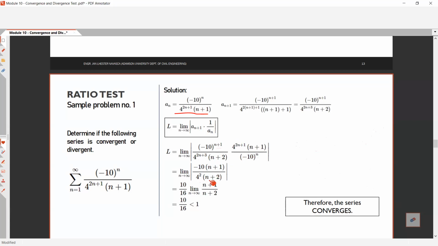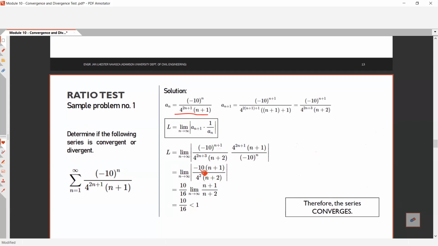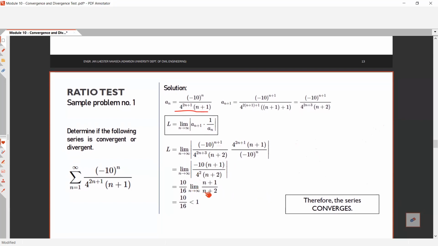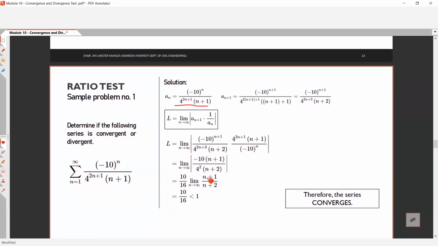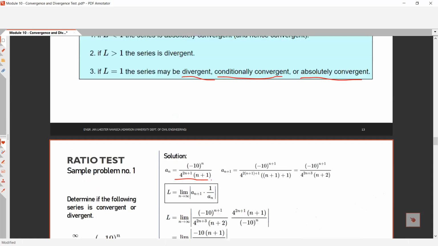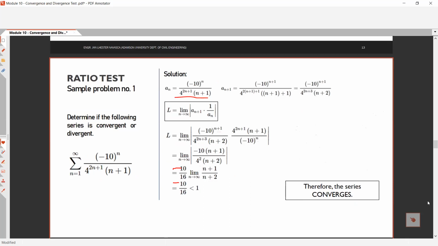Okay, next is the term, this one. n plus 1 over n plus 2. So, copy as is. You cannot simplify it. So, n plus 1 over n plus 2. Okay? So, next is negative 10 over 4 squared. Since this is a constant, you can take it out. So, negative 10 over 4 squared. So, 10 over 16. Okay? So, let's keep the negative. Right. So, this should be negative 10 actually. This should be negative 10. Okay, negative 10.